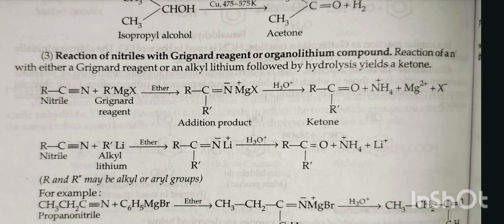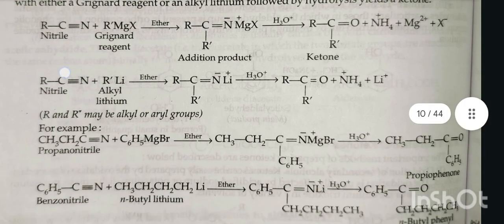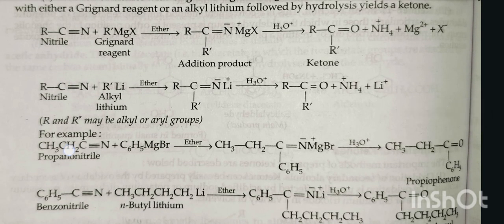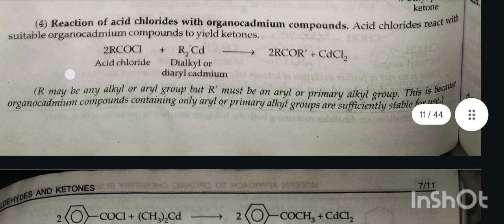Third, reaction of nitriles with Grignard reagent or organolithium compound. Reaction of a nitrile with either a Grignard reagent or an alkyl lithium followed by hydrolysis gives a ketone. The reaction's mechanism is given below.